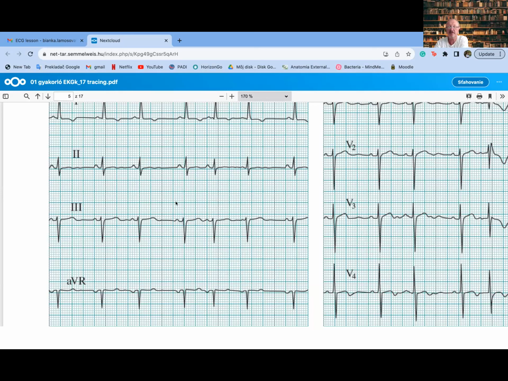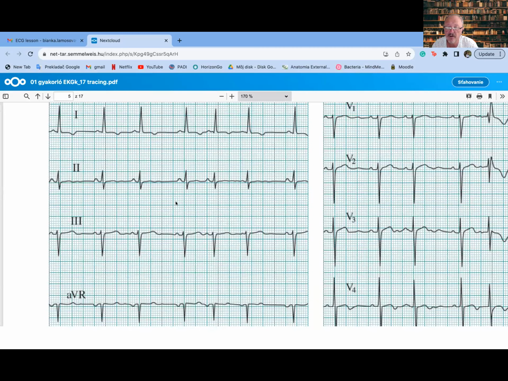That's a little bit difficult to understand here because you don't have two normal R's. But if you look at that first R interval, 1, 2, 3, 4, almost four big squares, so two times four is 8 squares. Now, you have to count the first one, meaning the third QRS complex.